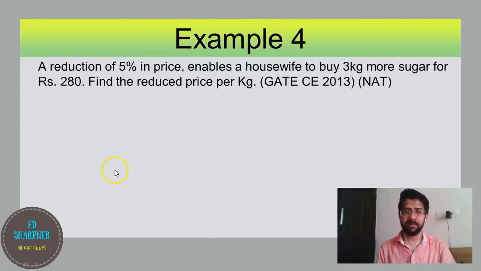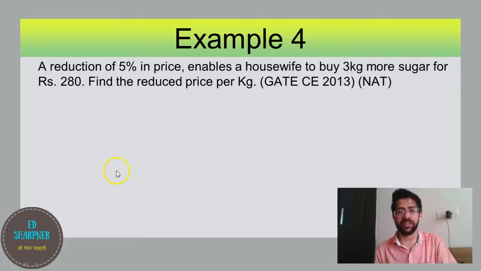Let us see example number 4. A reduction of 5% in price enables a housewife to buy 3 kg more sugar for rupees 280. Find the reduced price per kg of the sugar. This was asked in GATE Civil Engineering 2013 as a numerical answer type question.